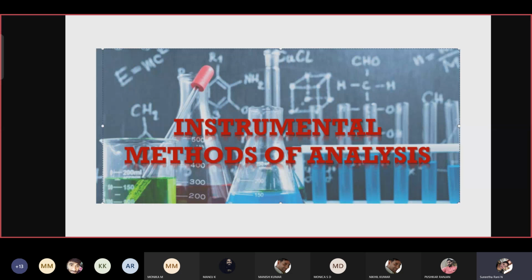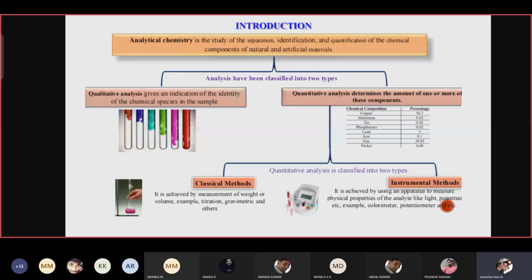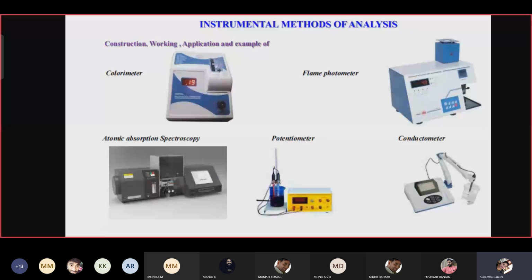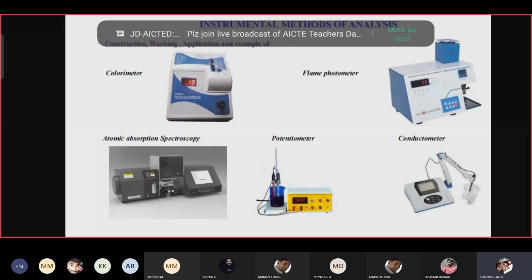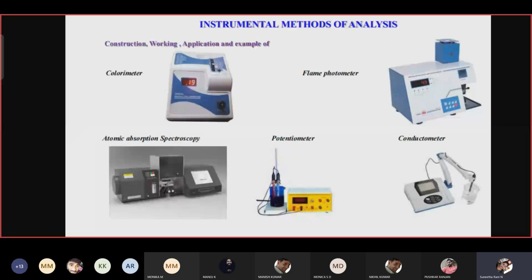So what is the colorimeter? First I'll show you the instruments. See here, this is the colorimeter. This is the atomic absorption spectrophotometer. This is the potentiometer. You have used this potentiometer to determine the potential of the ionic solution. This instrument is the flame photometer, and this is the conductometer. Using the colorimeter, you are determining the color intensity. I'll show you how.